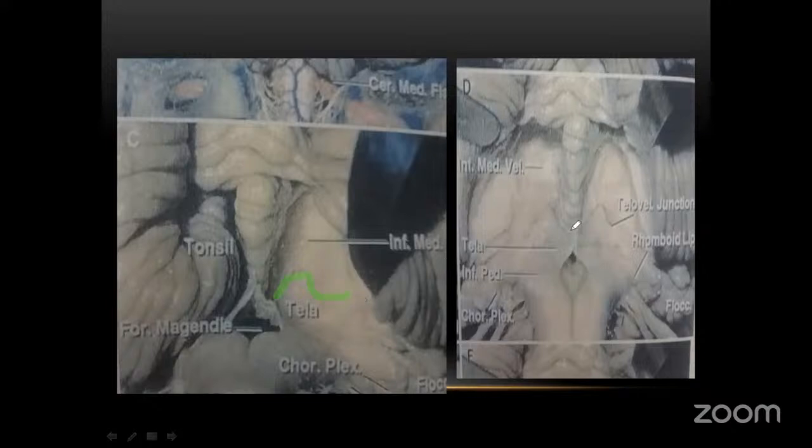So here is the junction. Look at here. It is mentioned here that it is the telovelar junction. So our target is that we have to open this junction, and as we open it, we will be inside the 4th ventricle. When we reach the 4th ventricle, it means we have reached the floor of the 4th ventricle. The lower part of the floor of the 4th ventricle is formed by the medulla oblongata, the upper part of the medulla oblongata.